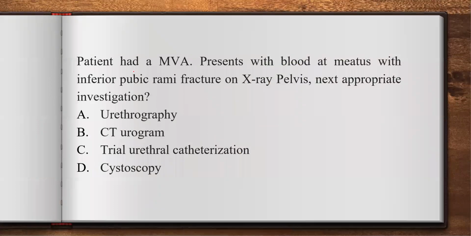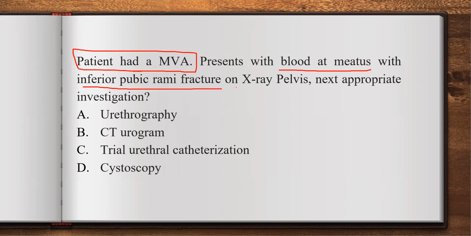Next, patient had a motor vehicle accident, presenting with blood at the meatus, with inferior pubic rami fracture on the X-ray pelvis. What is your next appropriate investigation? So this patient is having pelvic fracture, also this patient is having blood at the meatus, which means this patient is having urethral injury.